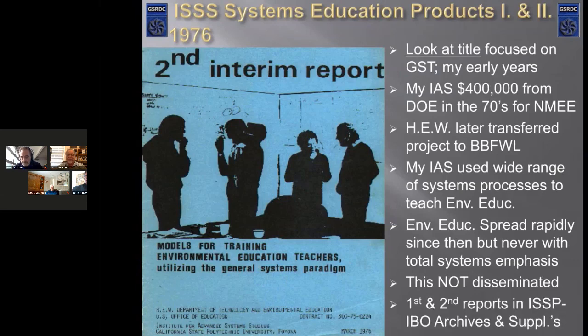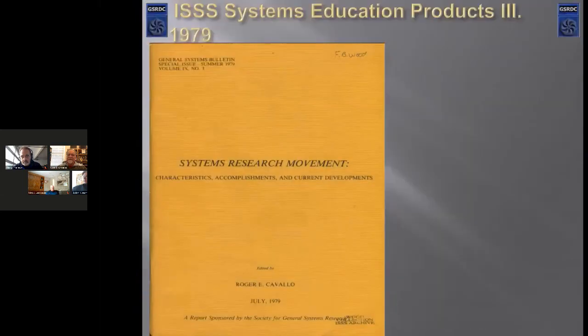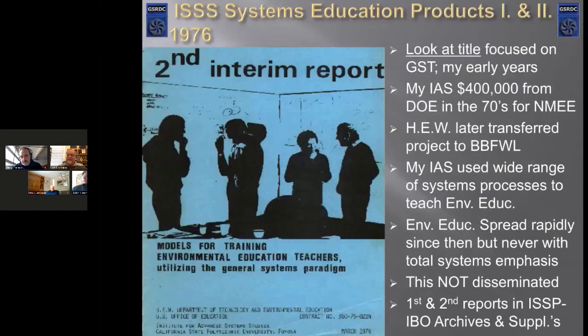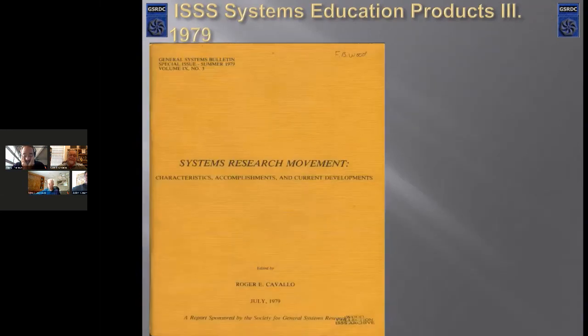And there are actually 2 reports, first and second, before they transferred it to Bela Banathy's Far West Labs. They're here in the International Business Office for the International Society for Systems Pathology, which I've started in this Wilson office. Incidentally, for those of you who don't know, the ISSP last week was designated by the Internal Revenue Service of the United States as a 501c3. So we can accept your gifts and you can deduct them.